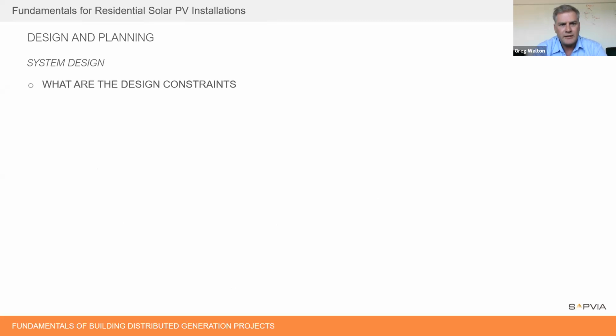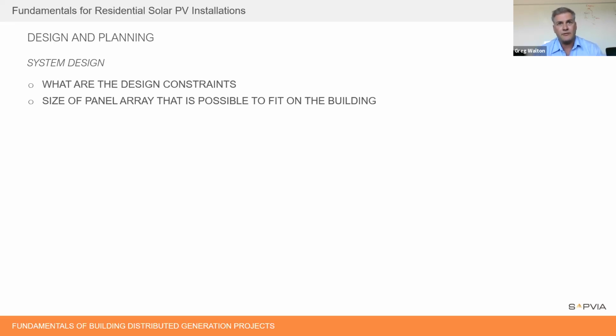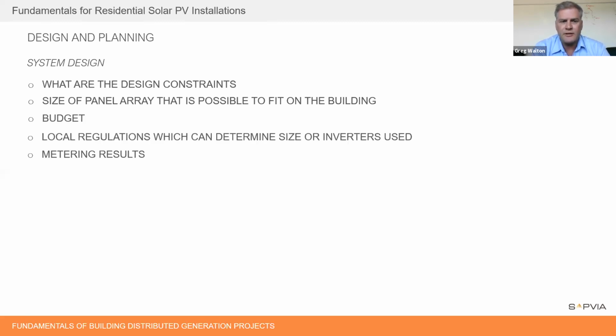Yeah, design and planning. So your system design. So then again, you go onto your design constraints. So what is the size of the array you can possibly fit on the building? Is that a design constraint? Well, of course it is. If you've got no limit to the size you can put up there, then that's not going to be an issue. You need to look at the other parts that are your constraints. But of course, in a lot of houses, you can only fit what you can fit on the roof. Otherwise, you can't put panels on the south side or in places where there's terrible shading. So that's a design constraint.